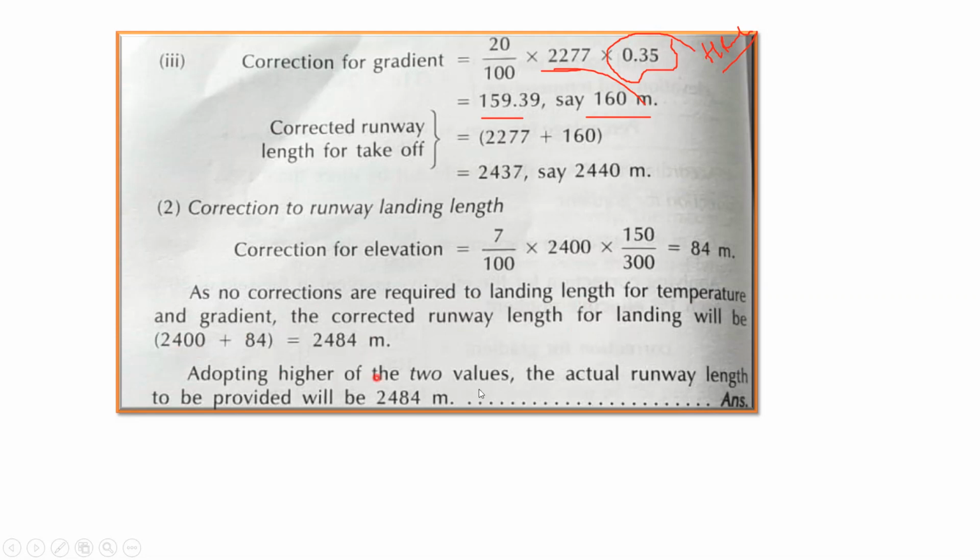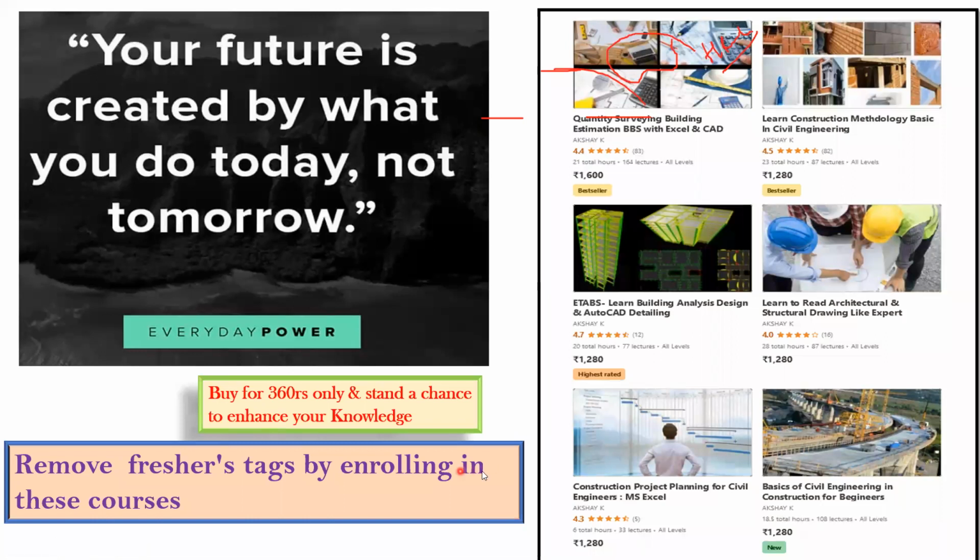So adopting the higher of two values, that is 2440 is one I have, the second one I have 2484. So the highest is how much? 2484, right? Therefore, adopting the higher of the two values, the actual runway length to be provided is 2484 meter, right? So I hope you got an idea regarding how to solve these problems. There are only three corrections that you're supposed to apply. One is for the elevation, the second is for the temperature, then is for the effective gradient.